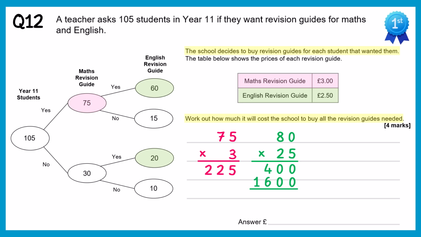Then we can just add these numbers together. 0 plus 0 is 0, and 0 plus 0 is 0 again. 4 plus 6 is 10, and then 1 plus 1 is 2. So 80 multiplied by 25 is 2,000.